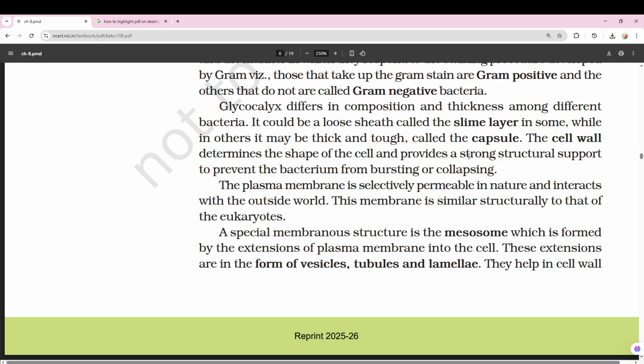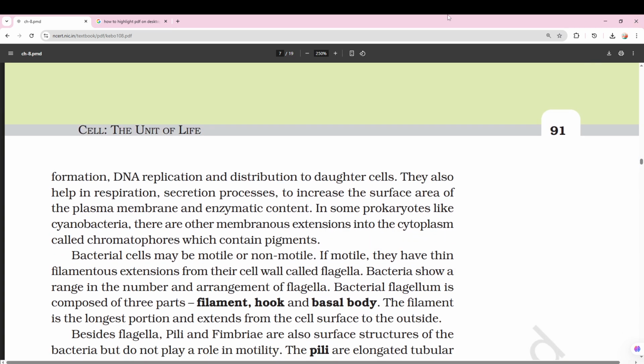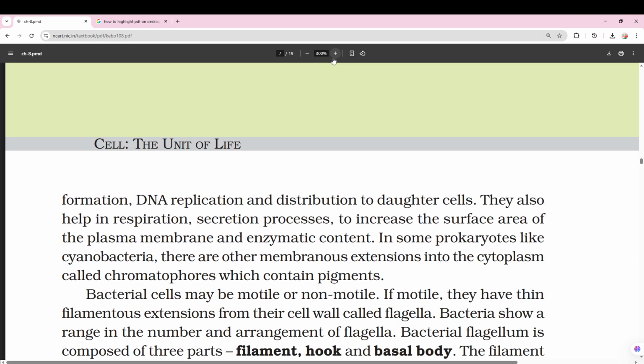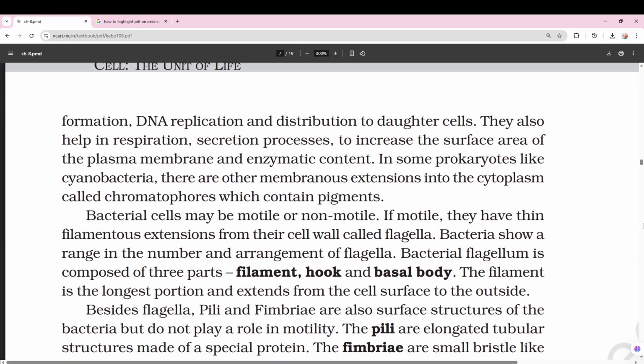They may help in cell wall formation, DNA replication, and distribution to daughter cells. They also help in respiration and secretion processes, and increase the surface area of the plasma membrane and its enzymatic content. In some prokaryotes, like cyanobacteria, there are other membranous extensions into the cytoplasm called chromatophores, which contain pigments.